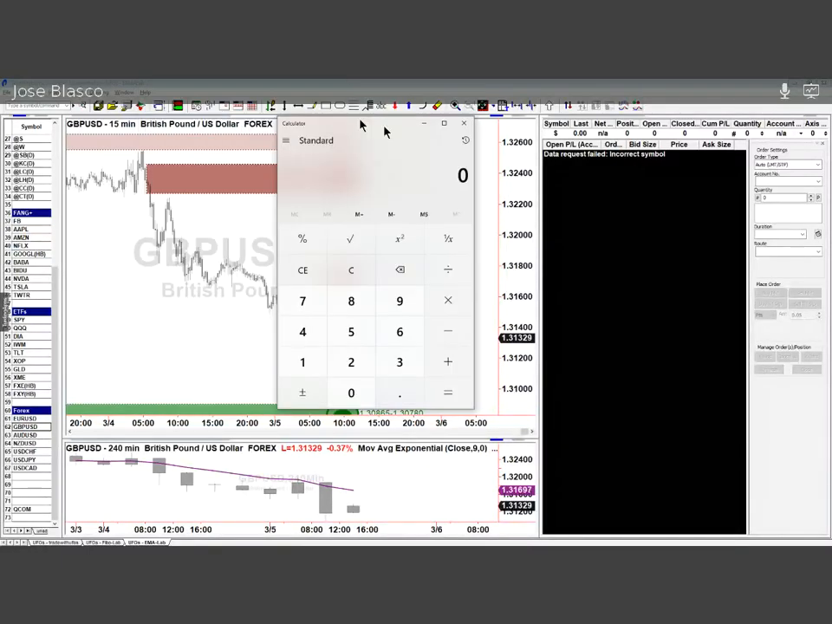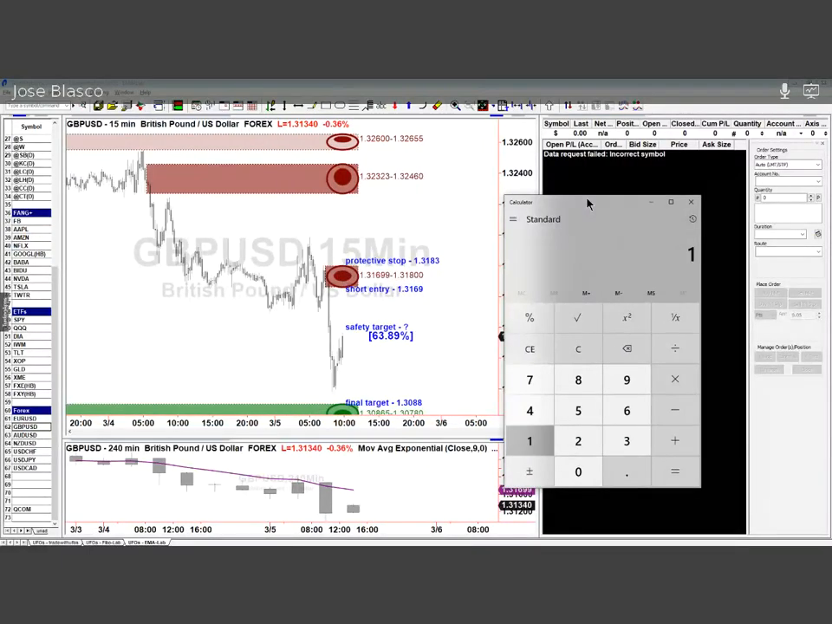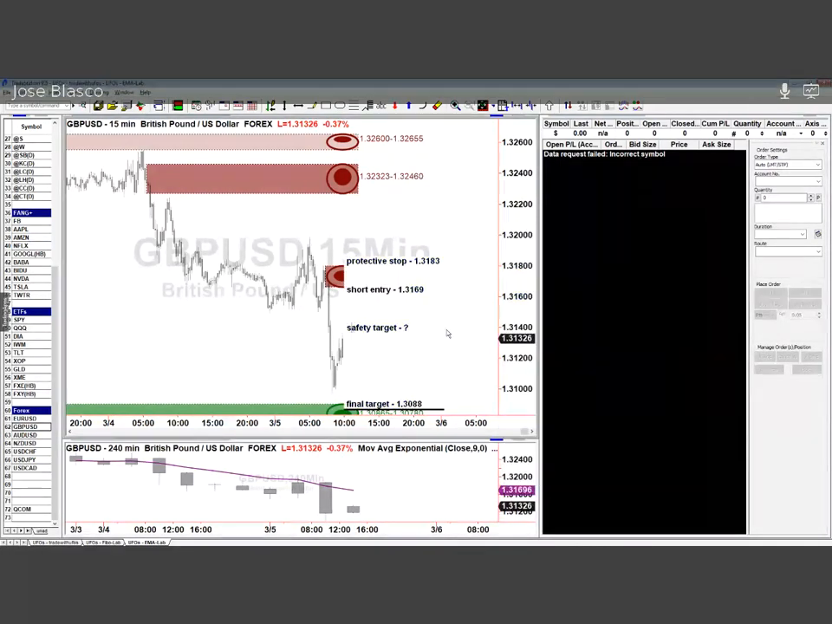Okay, if you do that, 131.83 minus 131.69, this is 14 pips of risk that this trade has. If you were to project to the downside, you would reach 131.55, and therefore that's going to be your safety target.